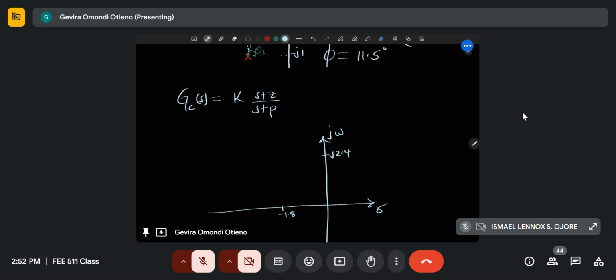So let's say this is minus 1.8 and this is j 2.4. Okay, that's j 2.4. So the desired point is somewhere here. We're just drawing it again. So this is our desired point.